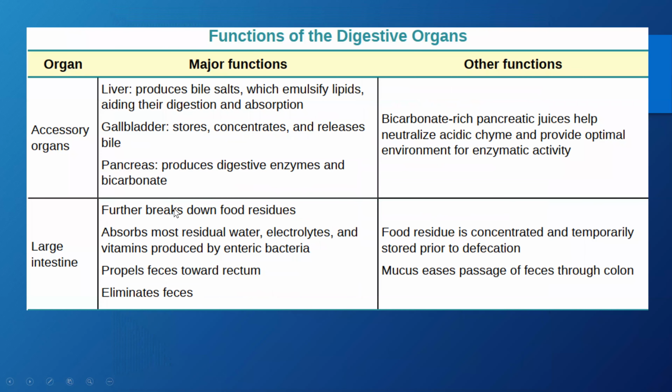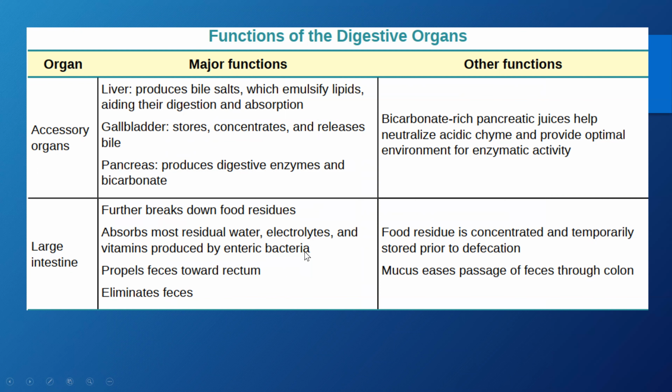Right, so then we have accessory organs such as liver, gallbladder, and pancreas, but let's finish with the GI tract, large intestine. It further breaks down food residues, absorbs most residual water, electrolytes, and vitamins produced by enteric bacteria, propels feces towards the rectum, and eliminates feces. An accessory organ like the liver produces bile salt, which emulsifies lipids. The gallbladder stores this bile.